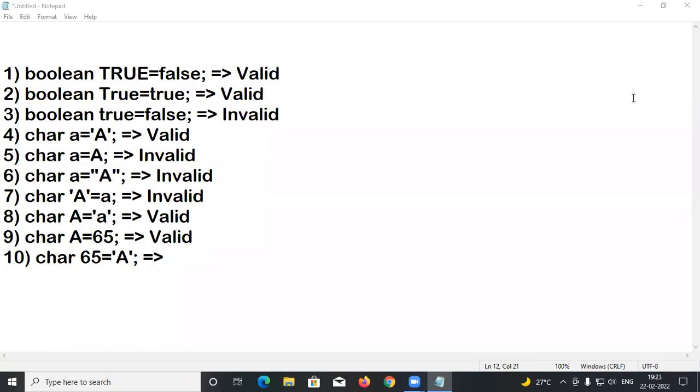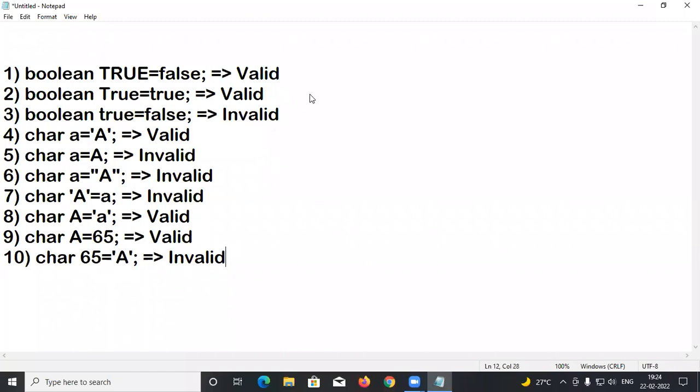So according to identifier rules, can we write digits? We can write them, but not as the first letter. Identifier rules you studied, no? Digits we can write, but as a first letter, a digit is not allowed. That's why this is not valid, invalid.